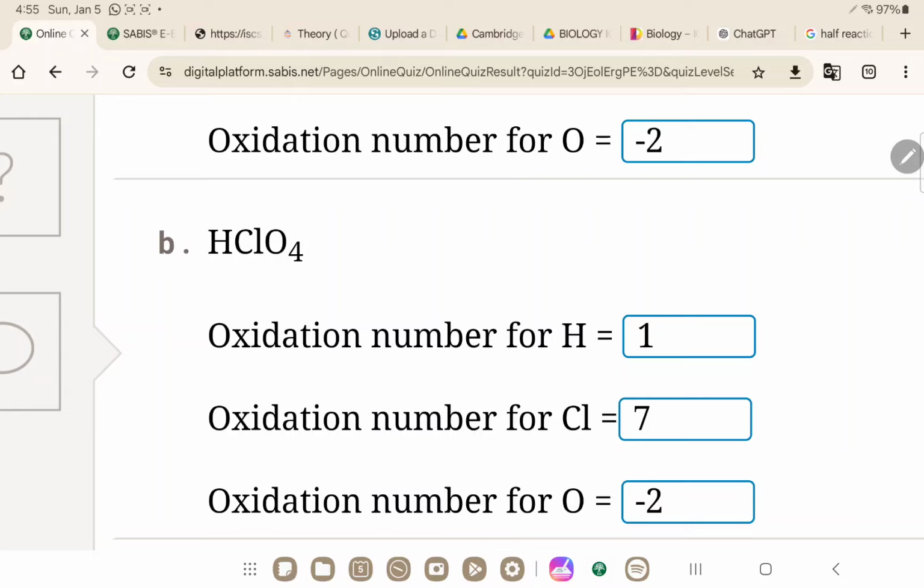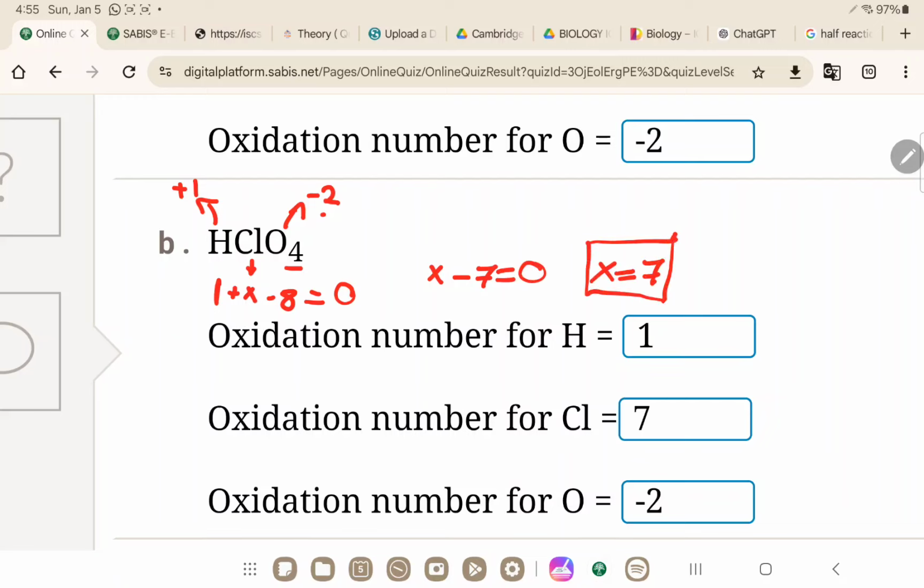Here we need to find it for HClO4. Like we said, O4, O is always -2, H is always +1. We need to find it for Cl because that's the unknown. Cl is going to be labeled X, plus 1 because you only have one H ion. You don't have to multiply by any subscripts. But for O4 you need to multiply by the subscript. So -2 times 4 is -8, and it all equals the overall charge, which is 0. So it will be X minus 7 equals 0. So X equals 7. Since X equals 7, the oxidation number for Cl is 7. H is always +1, O is always -2.